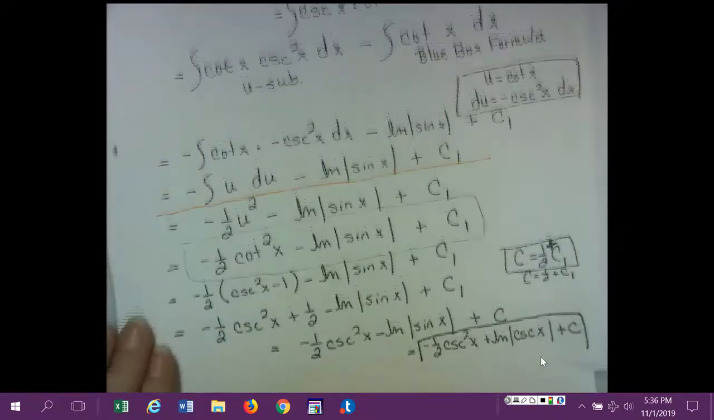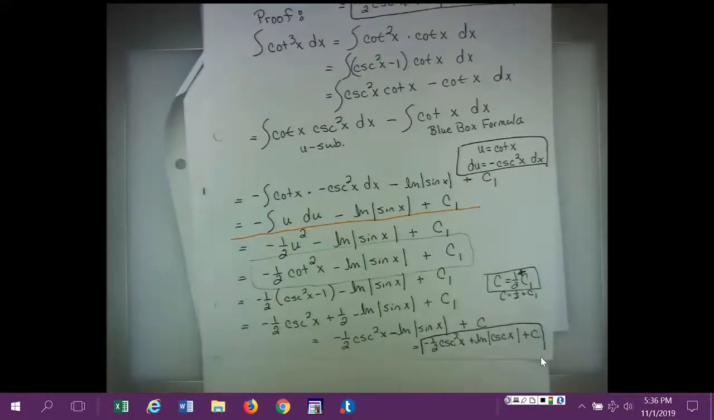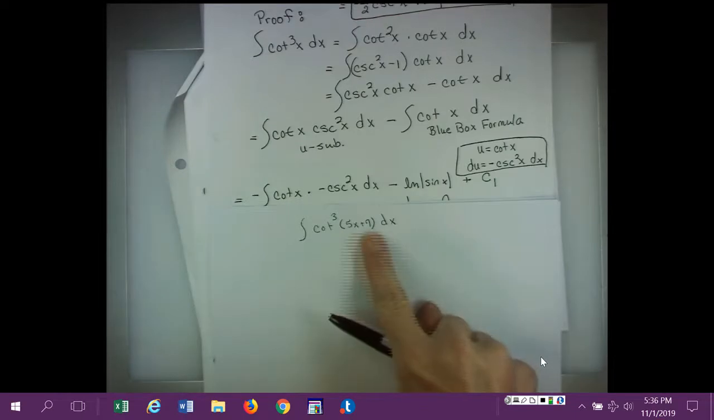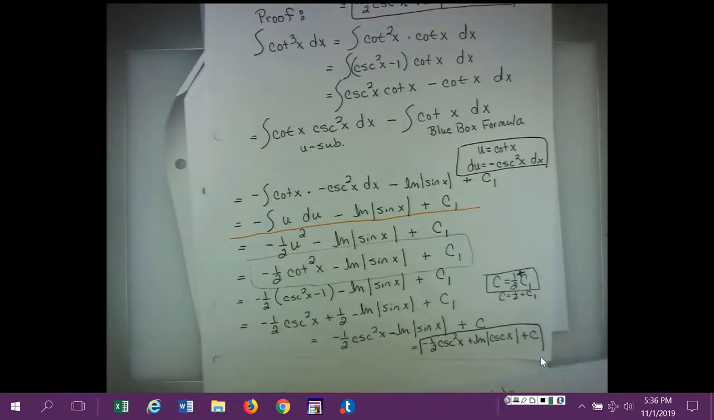Now, would I ever expect you to derive this formula again? No, but you may have to utilize this blue box special for other types of problems. And I think we discussed that for this type of problem, where u is 5x plus 7. So once you change everything over to u and it becomes cotangent u quantity cubed, you could go to your blue box special and then finally go back to x. So that's the proof of cotangent cubed.